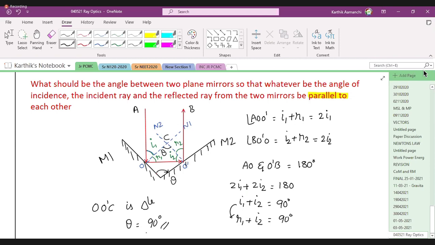Clear? Yes, sir. Now do you see the difficulty in ray optics?